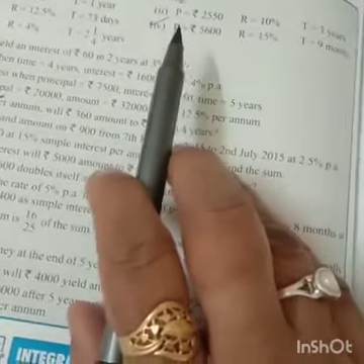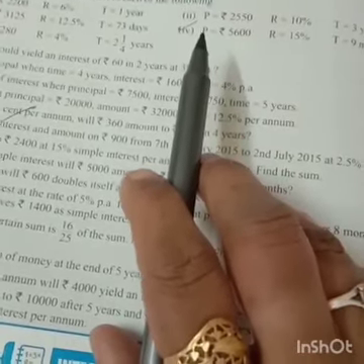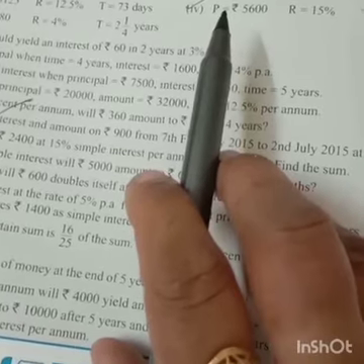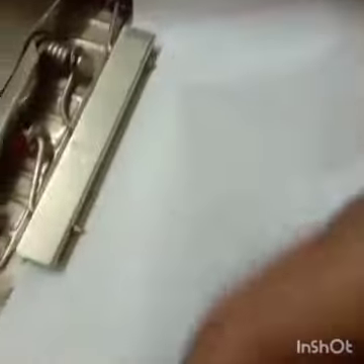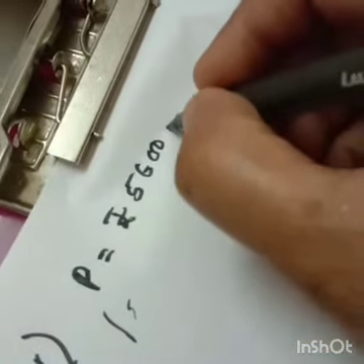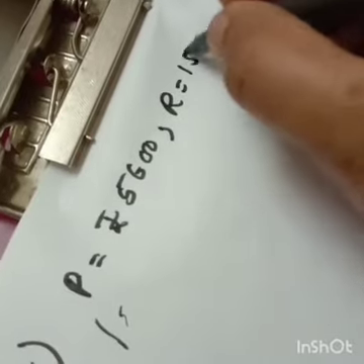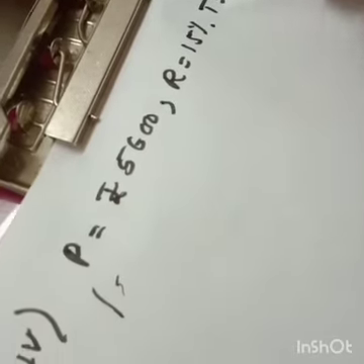Today I will teach you how to solve exercise 10 question number 1, fourth question onwards. Okay, fourth question is principal 5600, rate 15%, time 9 months. Fourth question, principal rupees 5600, rate 15%, and time 9 months.